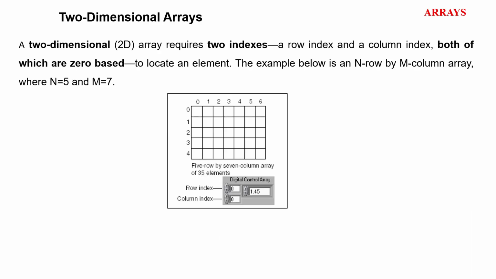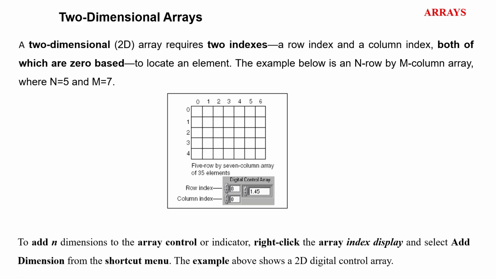Two-dimensional arrays. A two-dimensional array requires two indices, a row index and a column index, both of which are 0 based. To locate an element, the example below is an n row by m column array where n is equal to 5 and m is equal to 7. Here, this represents the 0 element of the array, meaning the value of this element.